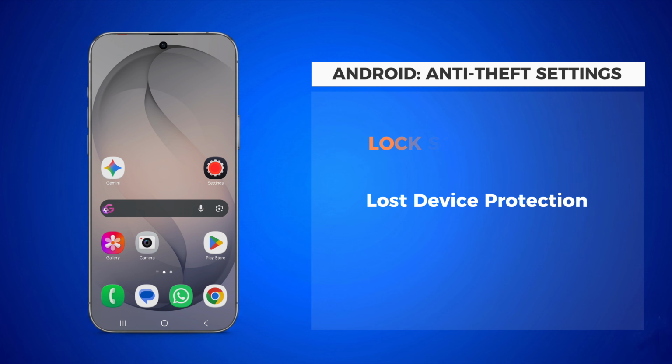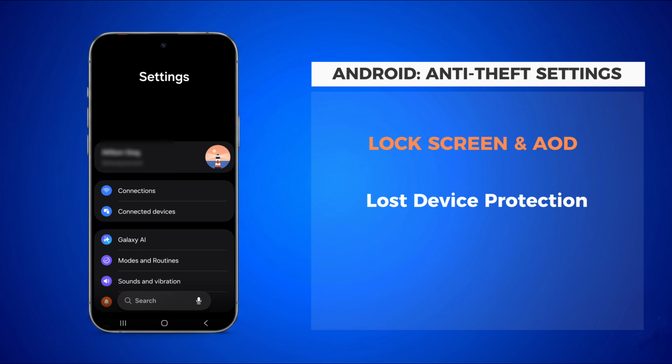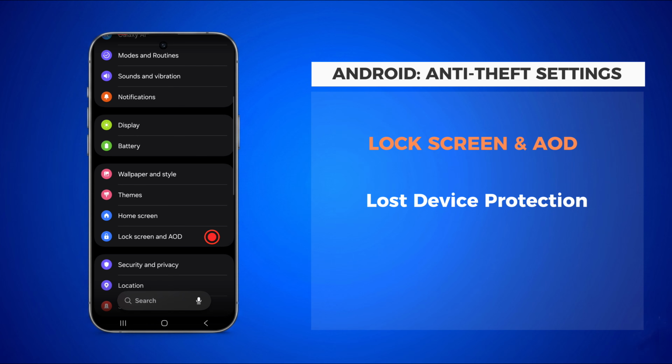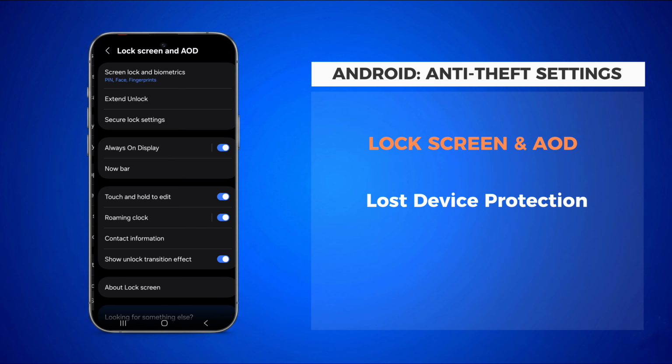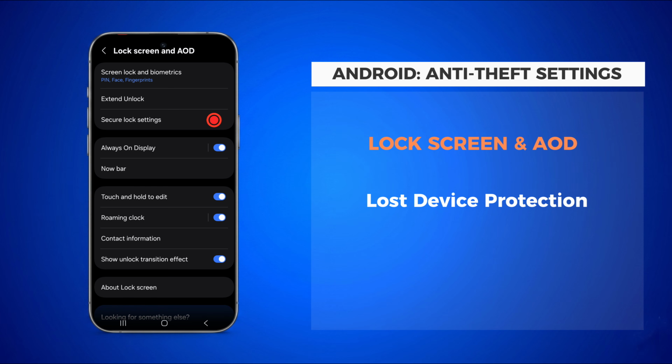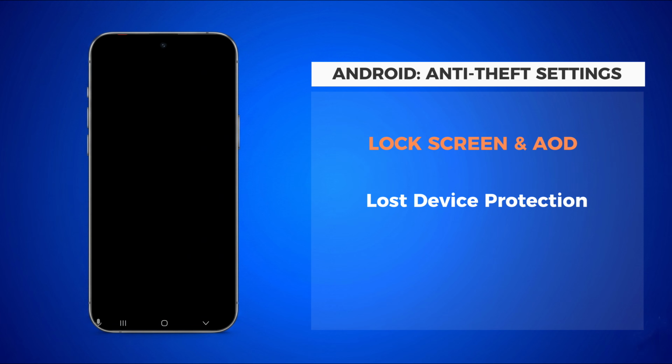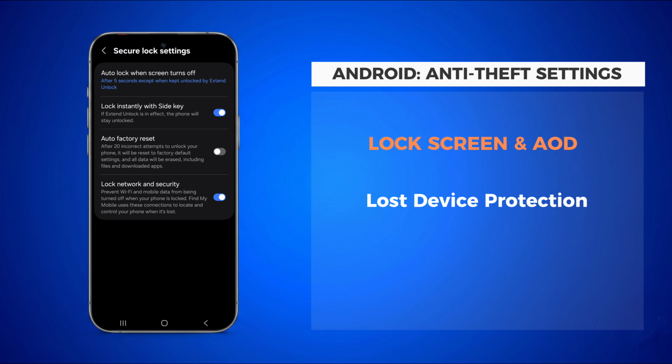You can go to your Settings app, scroll down and select Lock Screen and AOD. Now you can select the Secure Lock settings. Here you will need to enter your device PIN to access this menu. Make sure that all the options are enabled. The last option is especially important as it prevents someone from quickly putting the phone on airplane mode when stolen.